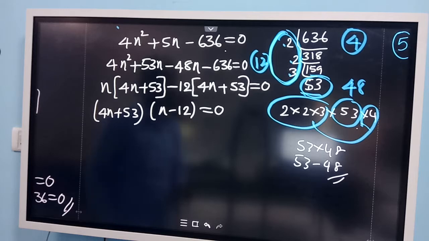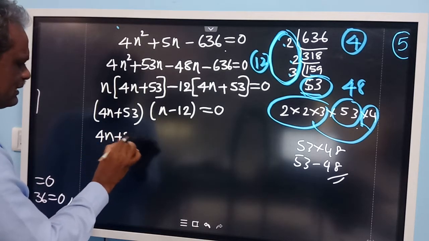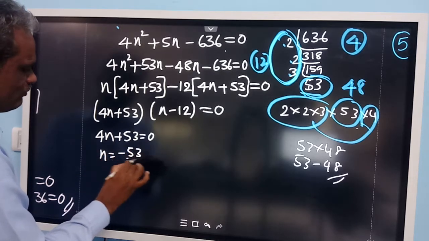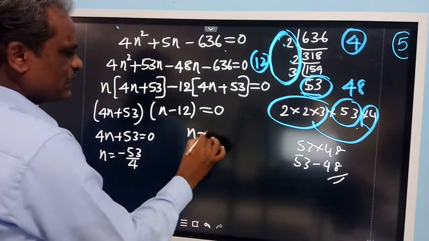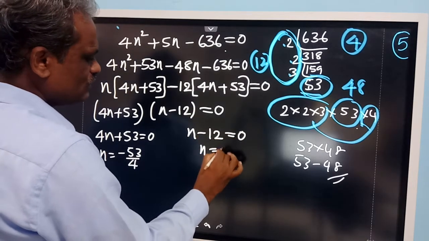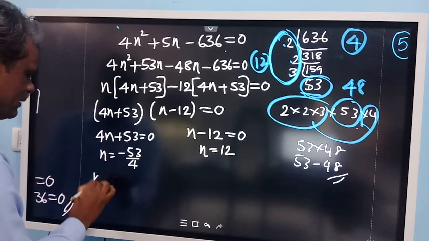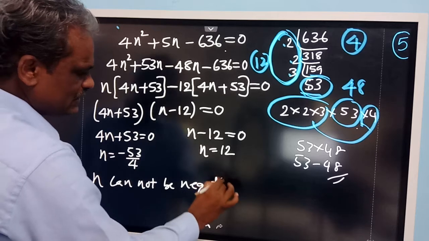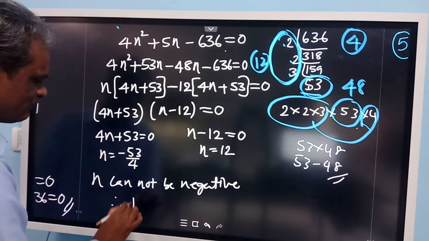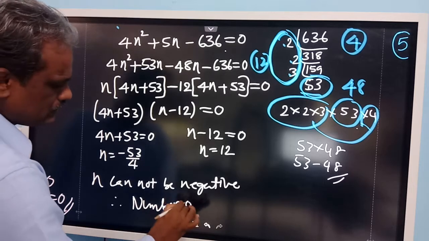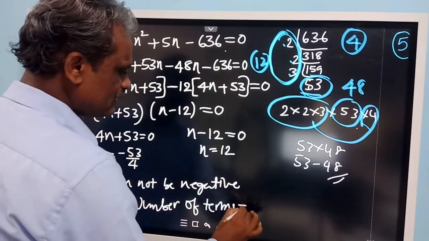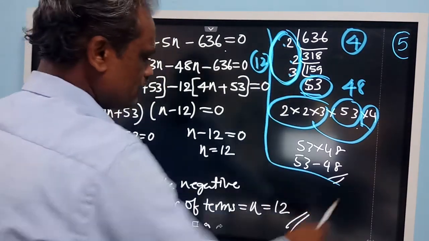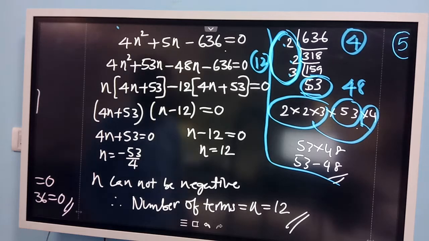Now the product of these two is equal to 0, which means 4n plus 53 is equal to 0. Therefore n will be equal to minus 53 by 4. If I equate n minus 12 is equal to 0, you will get n is equal to 12. So n cannot be negative, because it is a number of terms. Therefore the number of terms you can take is n is equal to 12. So this is the solution. You can take only n as 12. There are 12 terms in this arithmetic progression.